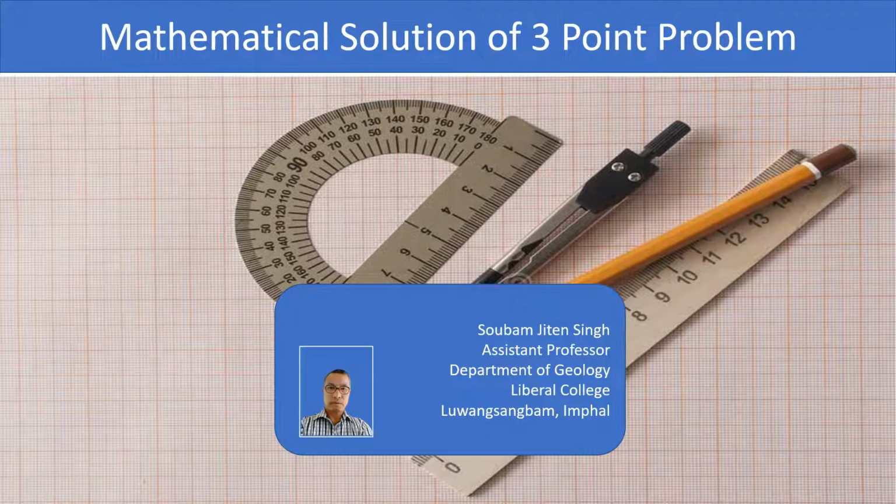Welcome everyone. In this video, we shall have a structural problem, the 3-point problem. It is possible to calculate the depth and strike of an inclined surface or bed lying below the surface if the location and altitude of 3 points on the surface are known. A 3-point problem can be solved either mathematically or graphically.